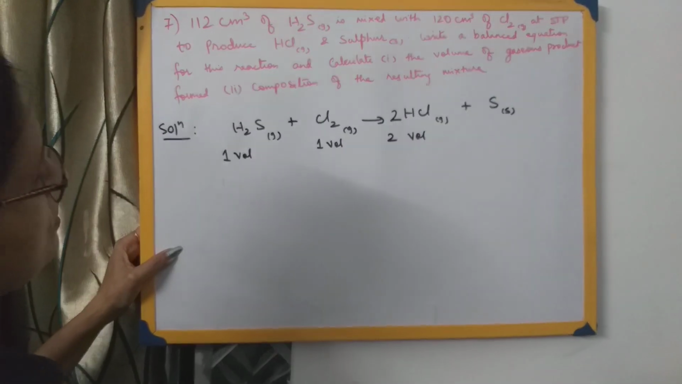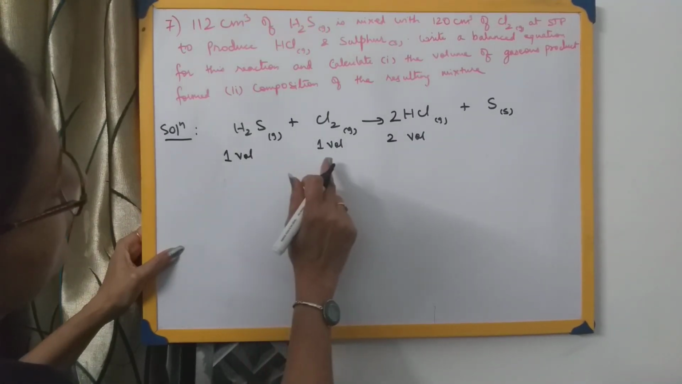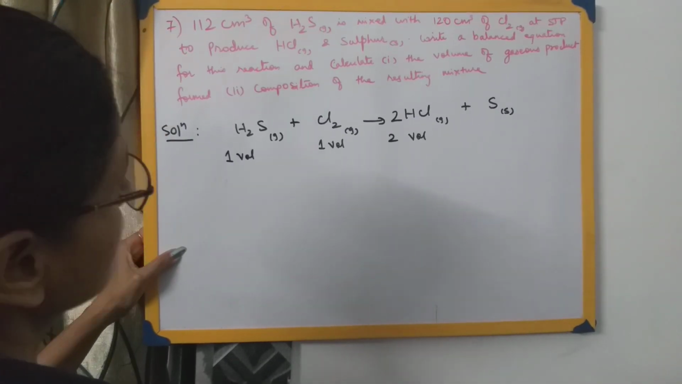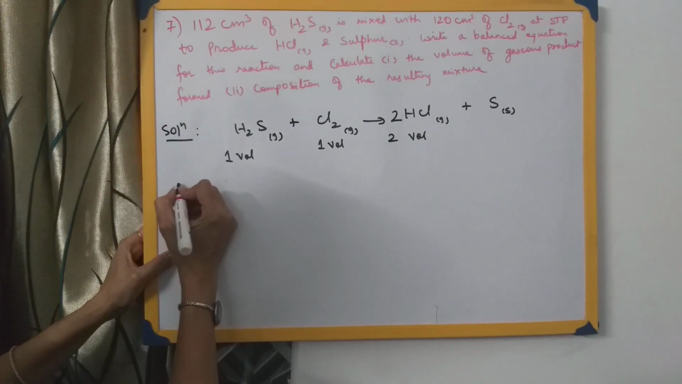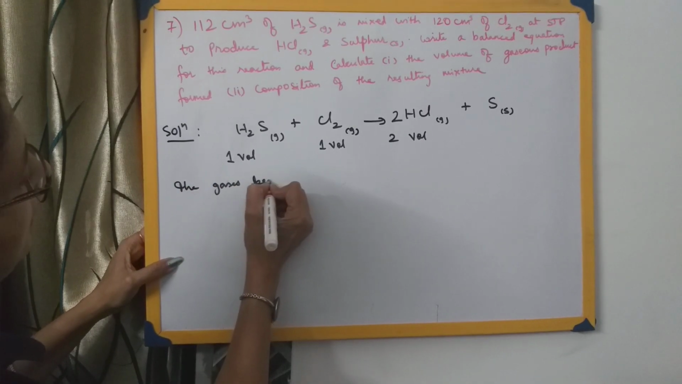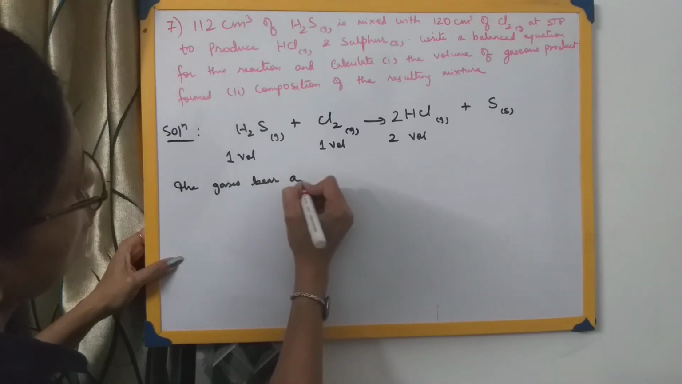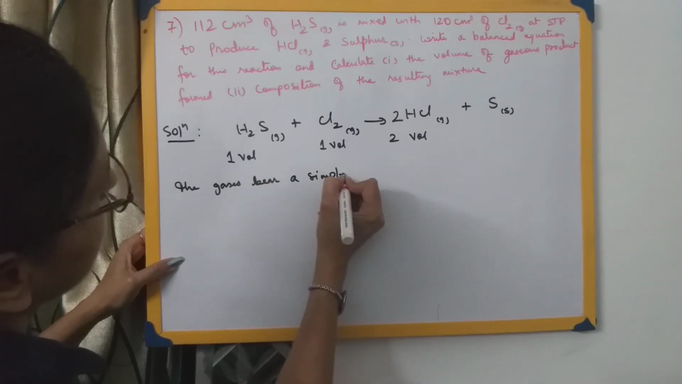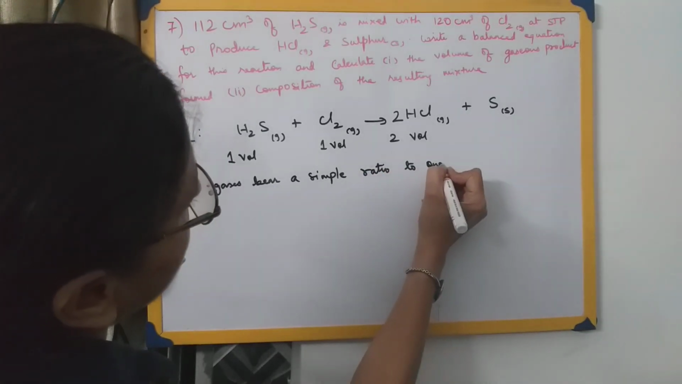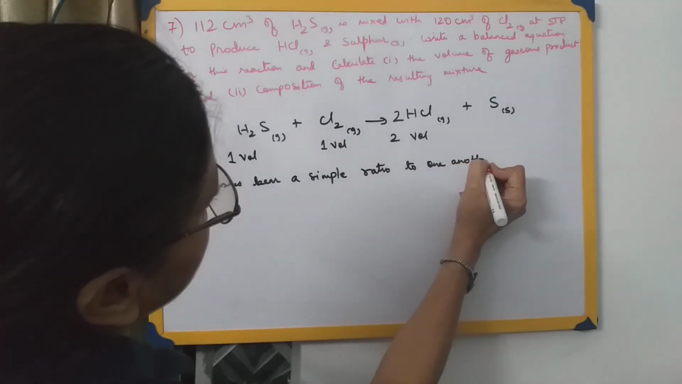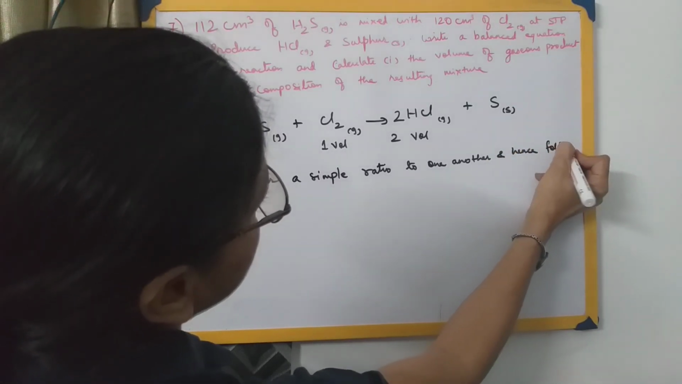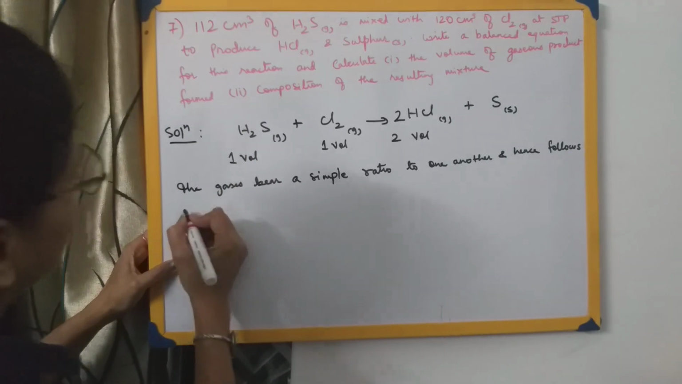Then you can write down one more statement, that is 1 volume of hydrogen sulfide requires 1 volume of chlorine to form 2 volumes of hydrogen chloride. Or simply you can say the gases bear a simple ratio to one another, and hence follows Gay-Lussac's law.